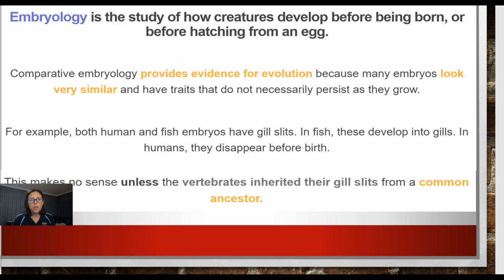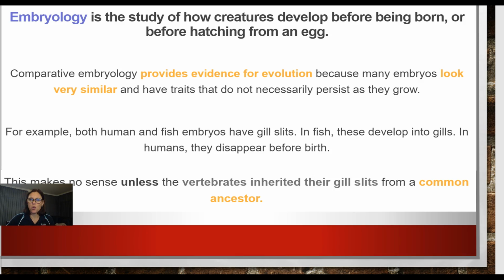So our embryology is the studies of how an embryo develops up to the stages of being born. Now, the reason they provide some evidence for evolution is because they are looking very similar in the beginning, but some of those traits don't persist as they develop further on. Some of those traits disappear as they develop. So, for example, humans and fish have gill slits in the very earlier stages. Now, in fish, they develop into gills, but obviously we don't have gills, so they disappear before birth.